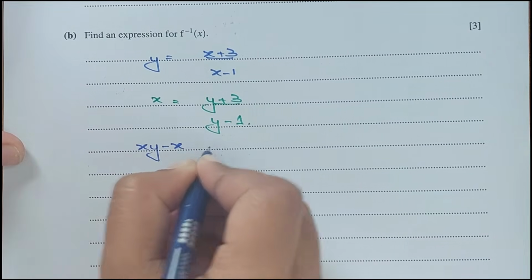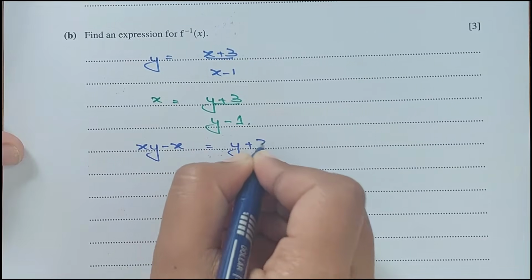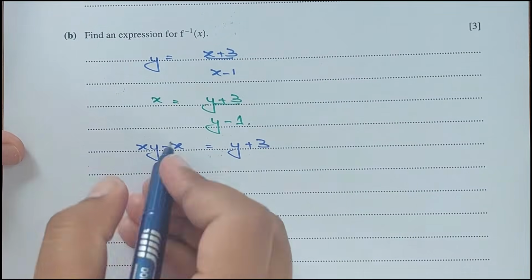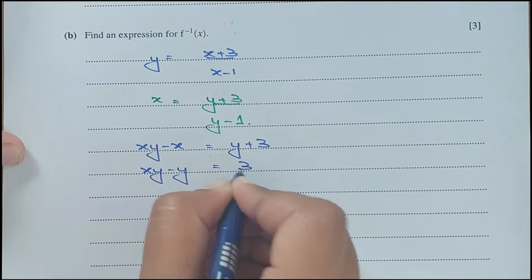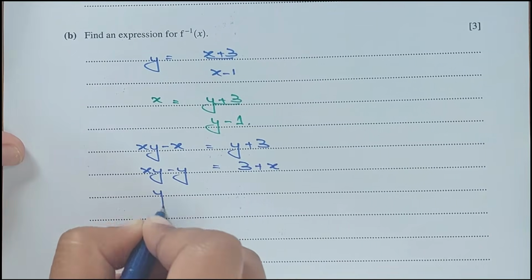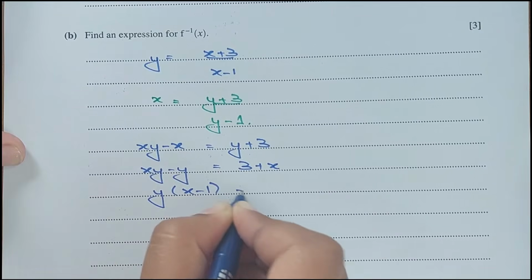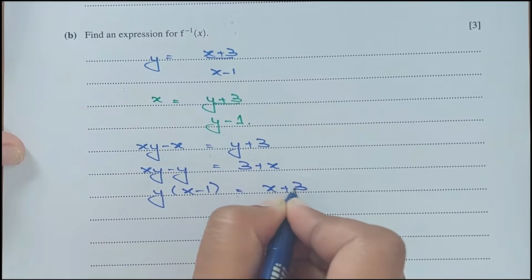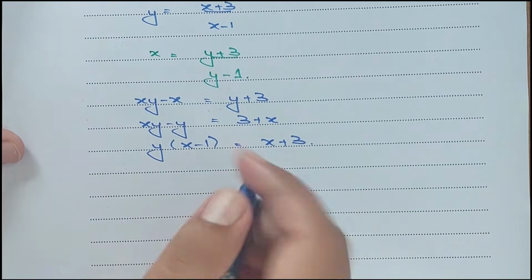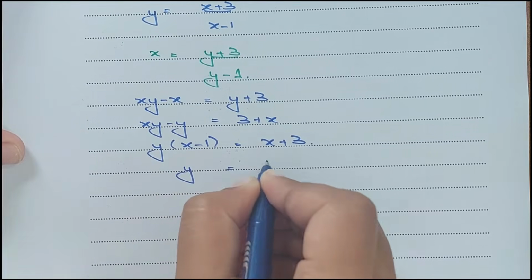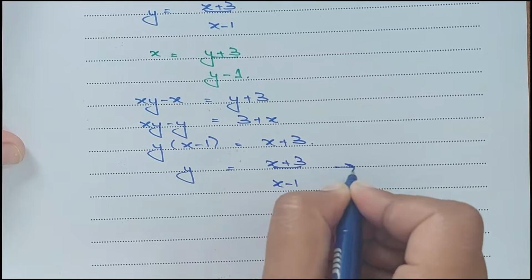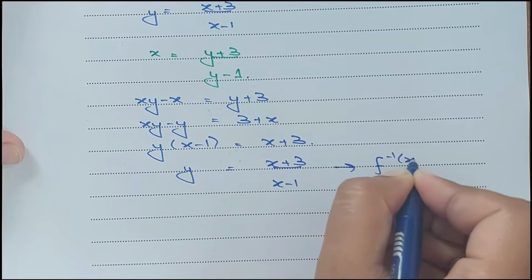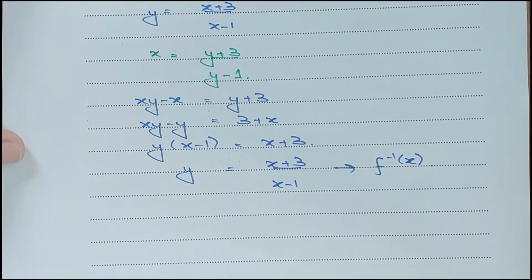xy minus x would be equal to y plus 3. Shifting all the y terms to the left side and the other terms to the right. Okay, taking y common, we have y times x minus 1 equals x plus 3. Okay, and then we have y, which is equal to x plus 3 over x minus 1. So this y is my f inverse of x, right?